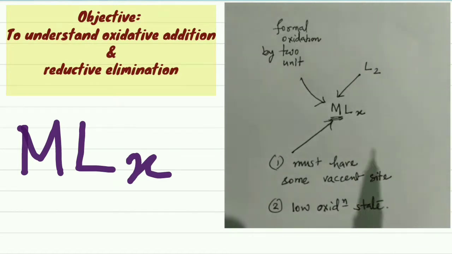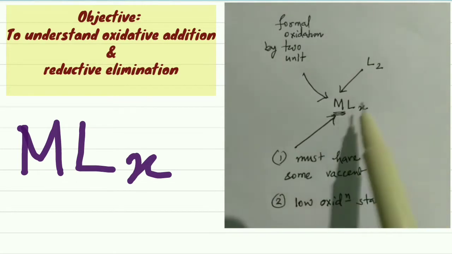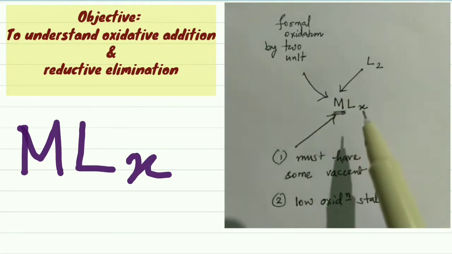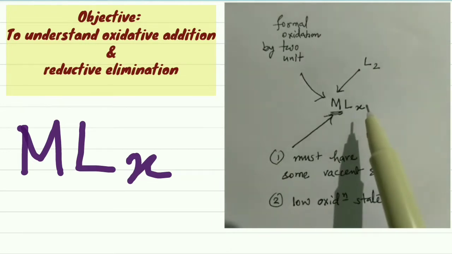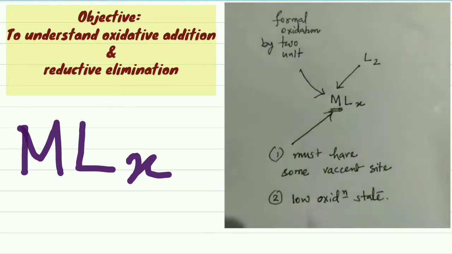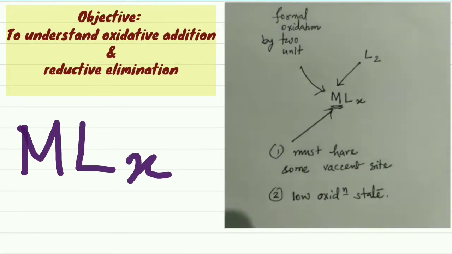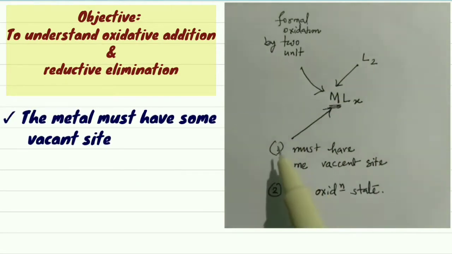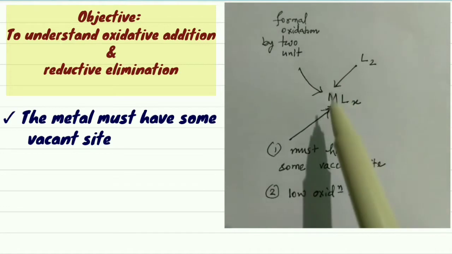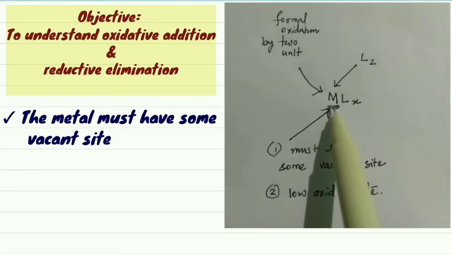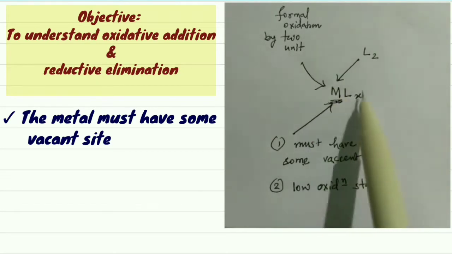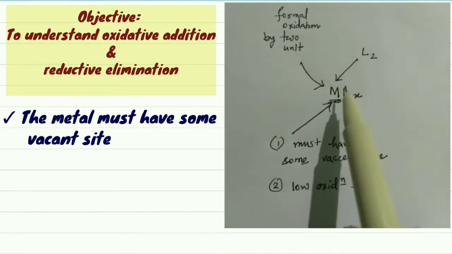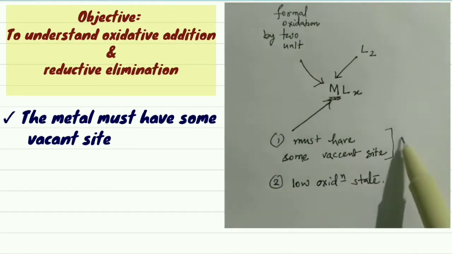Now, for oxidative addition reactions, the organometallic complex must follow some rules to show the oxidative addition reactions. The first point which should be there in that organometallic complex is that the metal must have some vacant site. That means it should be a coordinatively unsaturated complex. Understand?